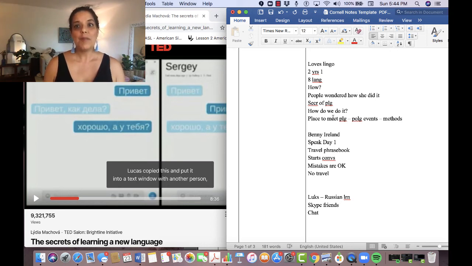And she went to a place to meet a lot of polyglots, and it's a polyglot event, and she wanted to learn about methods. And then in the next section, she talks about Benny, so I skipped a space, and I wrote about Benny, and in the next part, she talks about Lucas, and I wrote some information about him as well. So as you can see, these are brief notes.